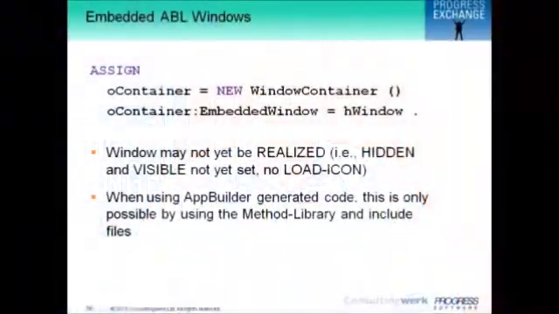From a coding perspective, it's relatively easy to embed an ABL window. You just need to create a new instance of the window container object and make the window container object known about the handle of the ABL window which you want to embed. There's only one restriction: the window may not yet be realized. So that means you shouldn't have used the hidden or visible attributes yet and methods like load icon. Once you've touched these methods or attributes, it's too late to start the embedding.